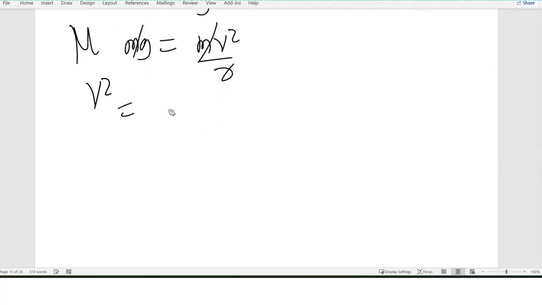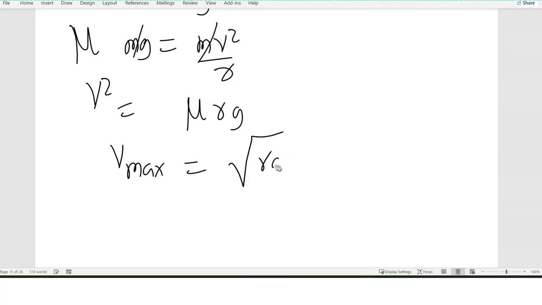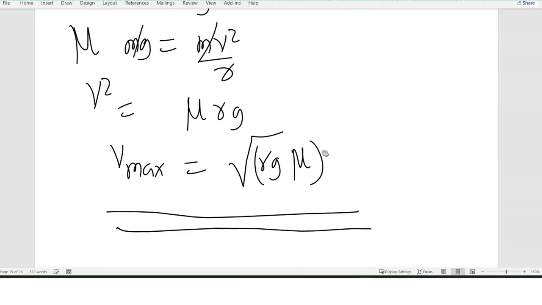So what does that mean? V squared will equal nu rg. So V max, the velocity or the speed, must never be greater than this. The maximum is going to be the square root of r g times nu, which is the coefficient of friction between the wheels or the tires of the vehicle and the rough path, which is the level of the ground.